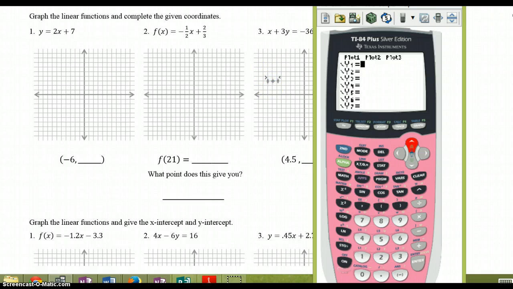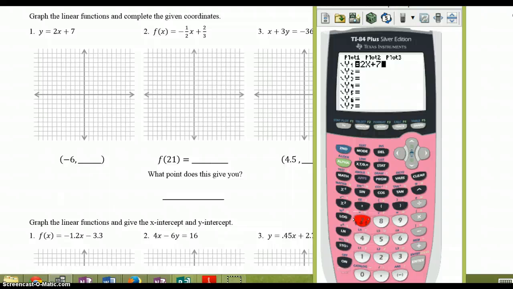Okay, so your plot should look like mine. Plot 1, plot 2, and plot 3 should be clear with no black box around it. So now we're going to enter in 2x plus 7. You'll see x is right next to the alpha key. It has an x, it has a t, it has other symbols on it, but that's what we use for x, plus 7.